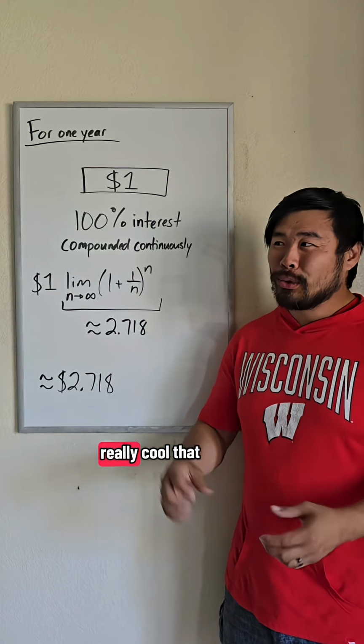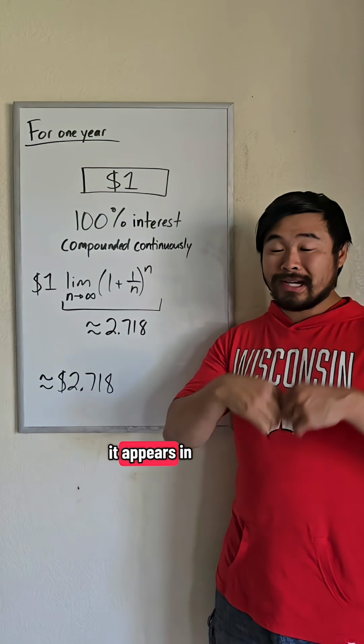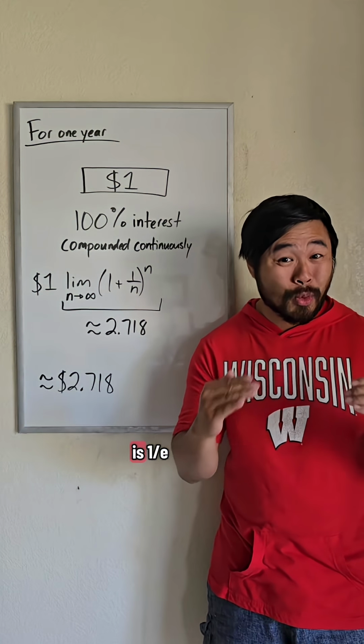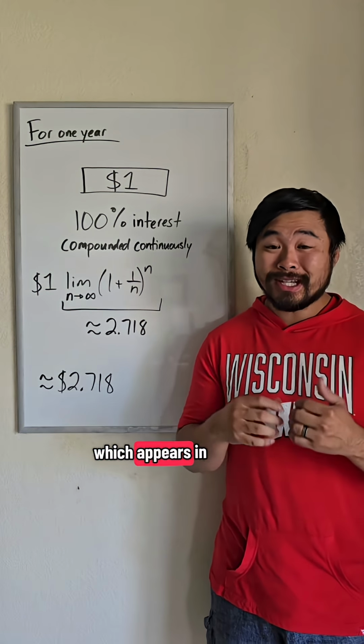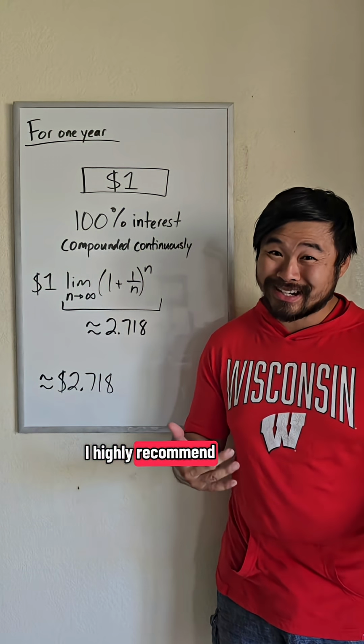So I think it's really cool that even though e comes from the idea of compound interest, it appears in other places as well. One of my favorite mathematical constants is 1 over e, which appears in derangements. If you don't know what derangements are, I highly recommend looking them up.